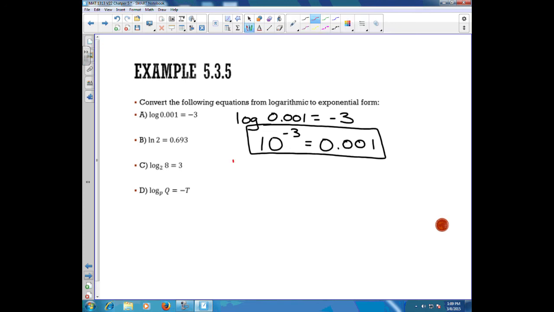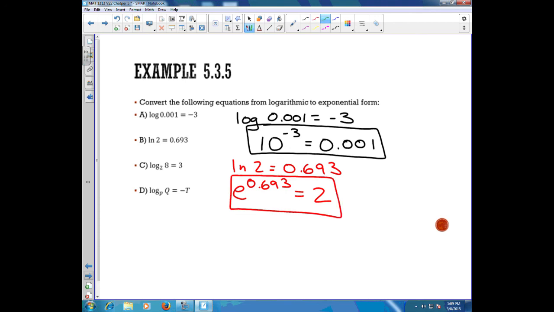Number 2 is very similar. The natural log of 2 is equal to 0.693. In this case, our base is e. Then the exponent comes after the equal sign, so we get e to the 0.693 is equal to 2. For our third equation, we have log base 2 of 8 is equal to 3. In this case, our base is 2. Remember, the exponent comes after the equal sign, so 2 to the third power is equal to 8.